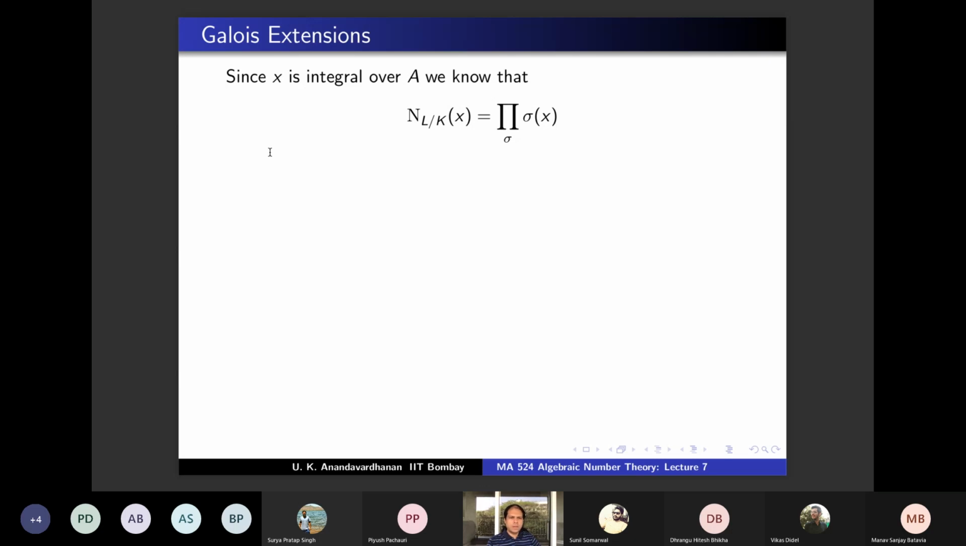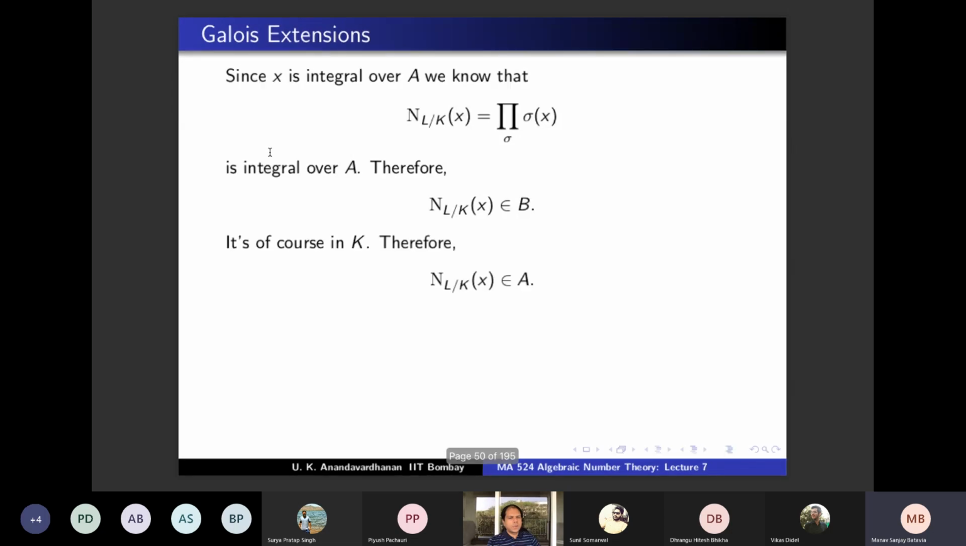It is in K because it's a norm, and this is integral over A, and therefore I can conclude this belongs to A. Why? Because A is integrally closed. It's of course in K. Therefore this belongs to A. The answer is because it's integrally closed. It's in K and it is integral over A. Therefore it's in A.